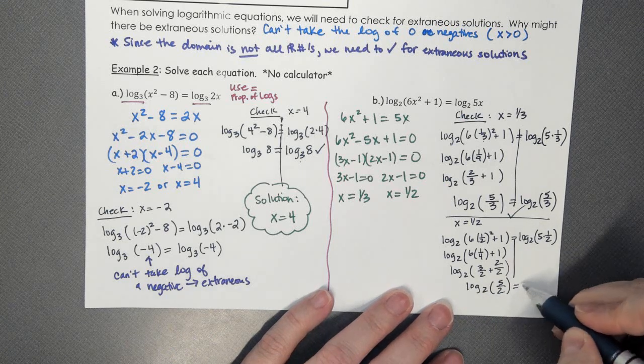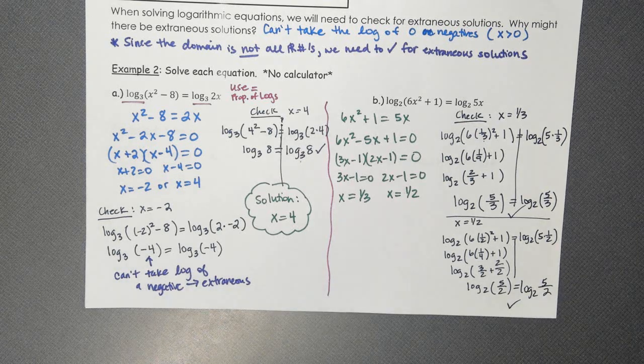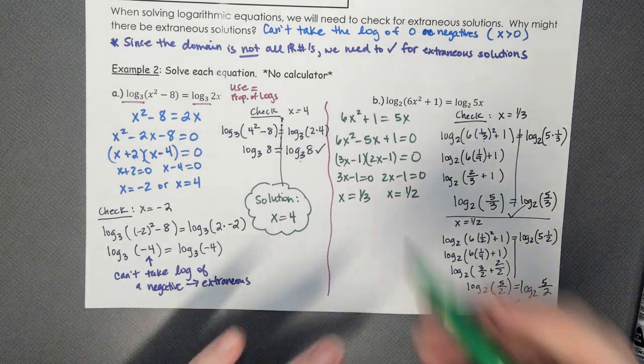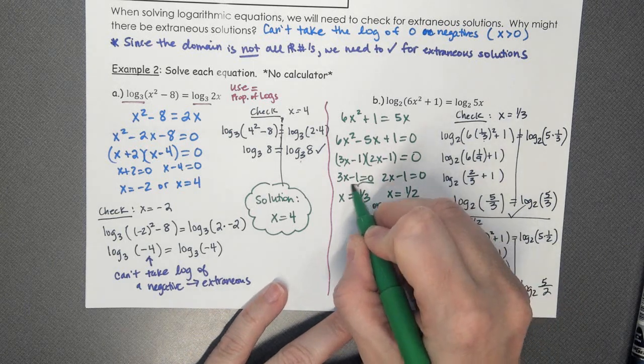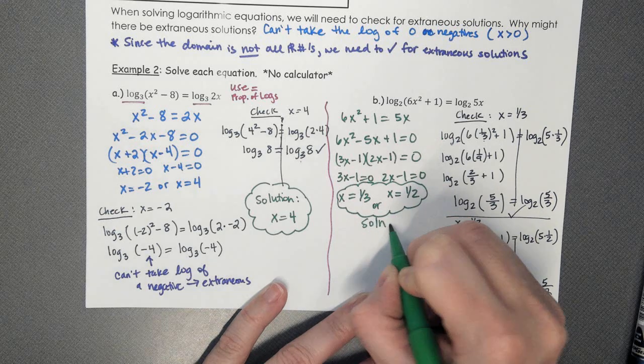Okay, so once you see that those are the same, yay, both of these are solutions. Okay, so x is 1/3 or x is 1/2. That is your final solution.